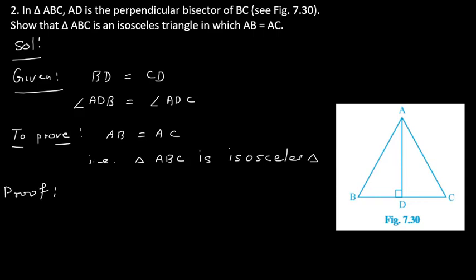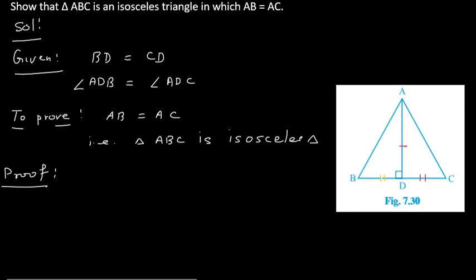Now in the proof, if you check this diagram, BD is equal to CD. This part is equal to this part. Angle D in both the triangles is 90 degrees and side AD is common in both the triangles. So, by side angle side, these two triangles are congruent, and as they are congruent, their corresponding sides will be equal, that is AB equals AC.